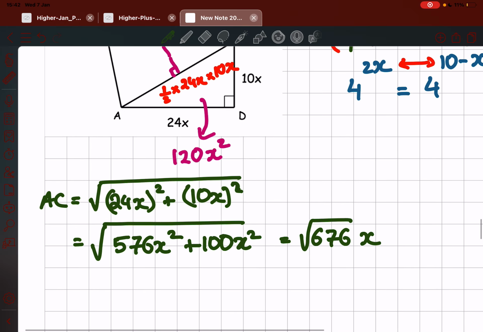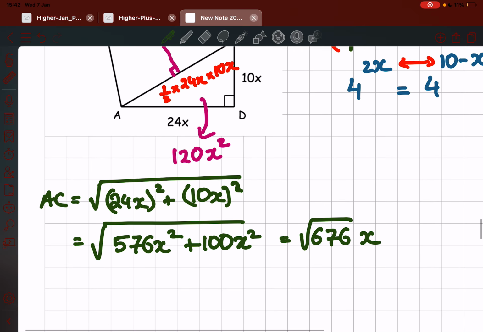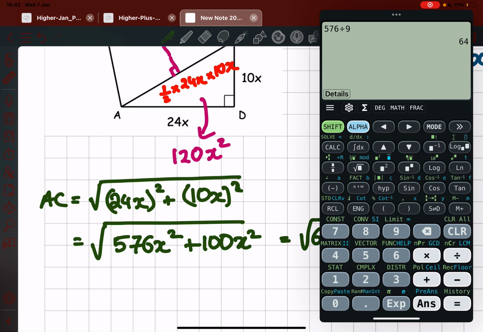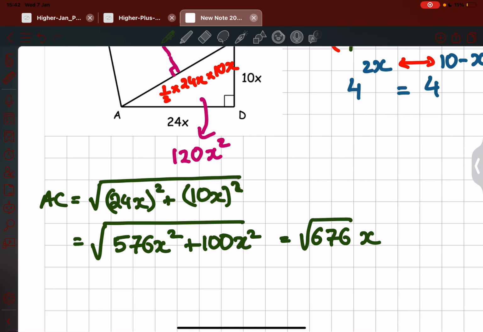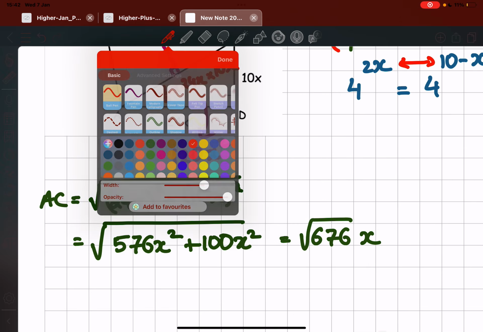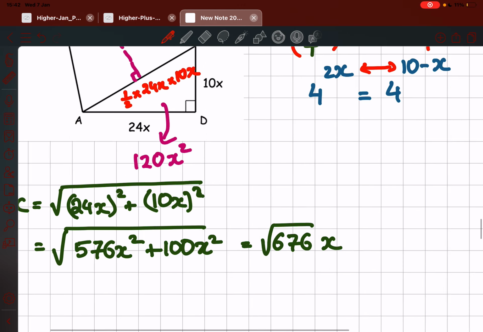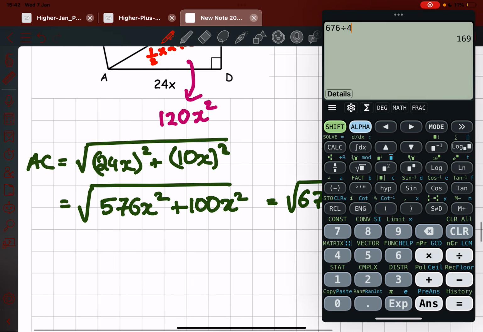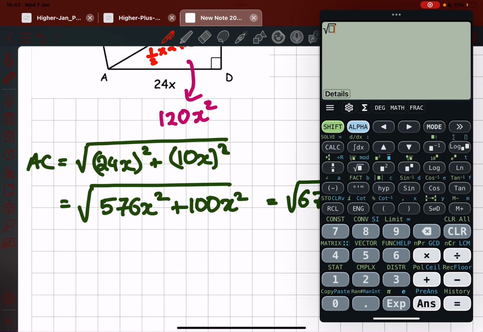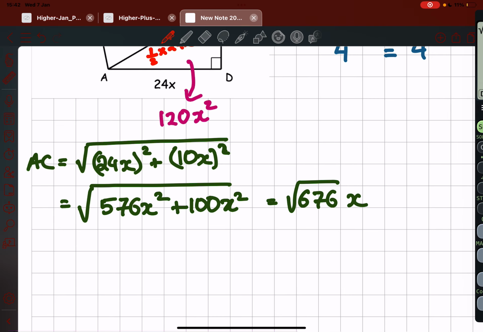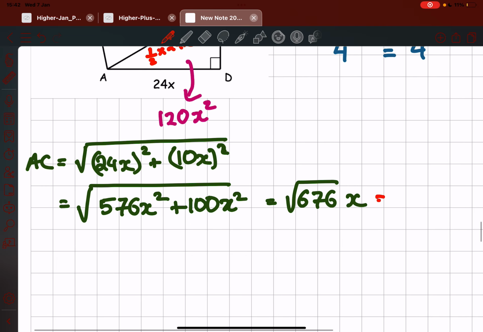Can we do anything with that? I wish I had a calculator with me. Okay, let's see. So we're going to see 676. Can I divide that by 4? Oh, I can. That's 169. Oh, I think 676 is a perfect square. So the square root of 676 is 26. Brilliant. So we know that is 26x.